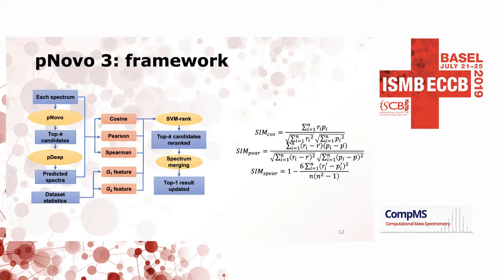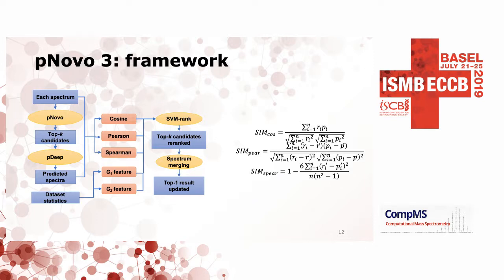So, based on the use of pDeep, we developed the de novo sequencing tool pNovo 3. Using the traditional workflow of pNovo, we can get a few top-ranked peptide candidates for each spectrum. Then, we use pDeep to predict the theoretical spectra for these peptides and calculate the similarities between the real spectrum and each of the predicted spectra.